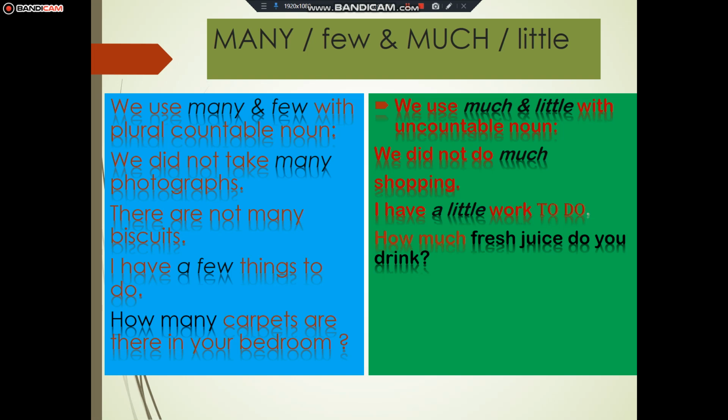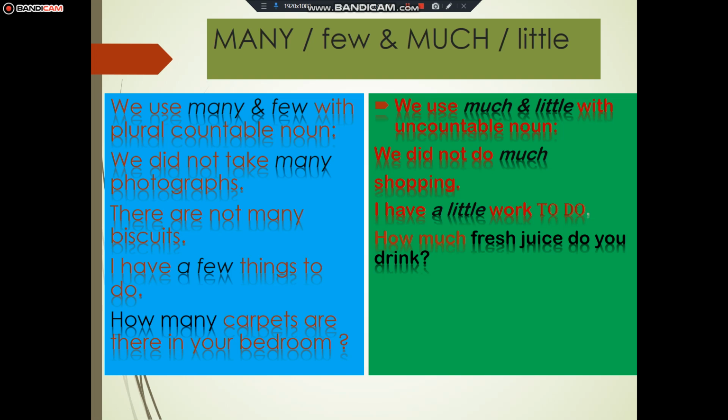But we use a few with affirmative sentences, to talk about small quantities. Okay? Now guys, much and little. We can use much and little with an uncountable noun.